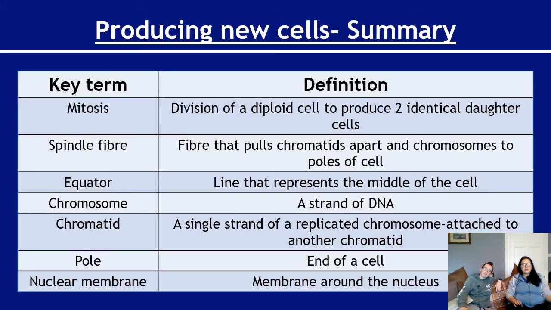Okay, so key terms to know for this particular topic. So mitosis, it occasionally comes up in exam questions. It just asks you to name it sometimes. So it's division of a diploid cell to produce 2 identical daughter cells. The spindle fibers are fibers that pull apart chromatids, and pull the chromosomes to poles of the cell. The equator is the line that represents the middle of the cell.